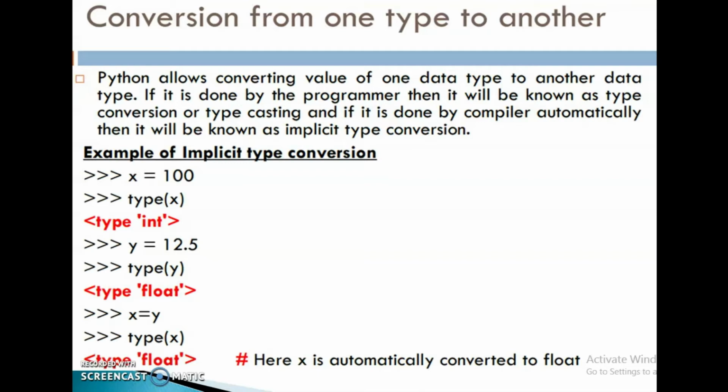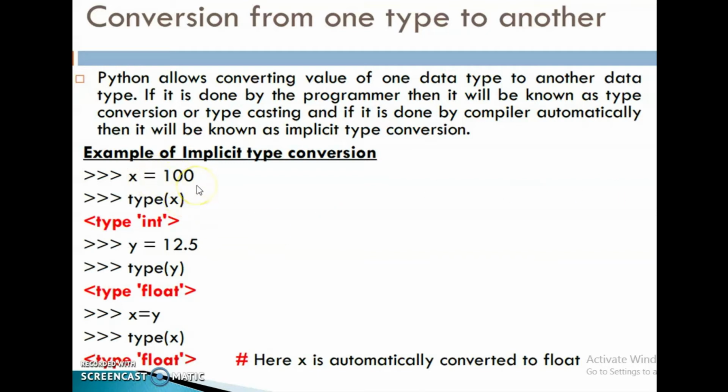And if it is done by the compiler automatically, then it is known as implicit type conversion. While using our program statements, the compiler automatically converts from one data type to another. That is known as implicit type conversion. Examples of this implicit type conversion.